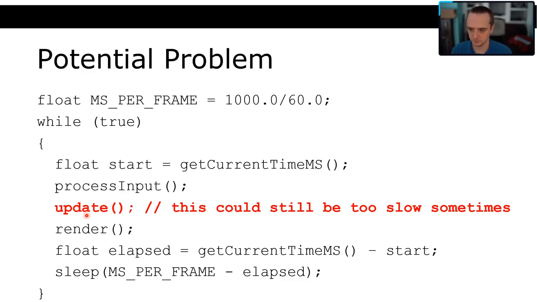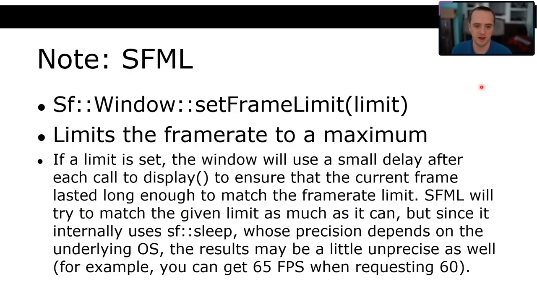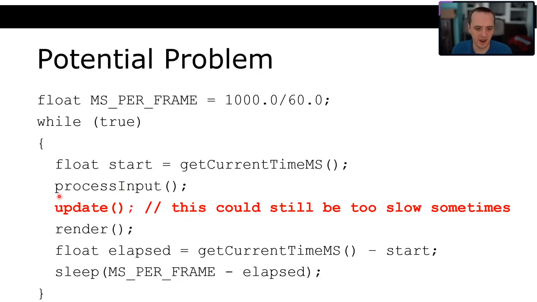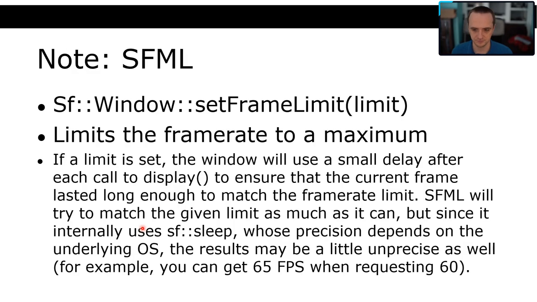So, just going to read this about what SFML actually does. The SF window function setFramerateLimit limits the frame rate to a maximum. So here is what's actually printed in the API. If a limit is set, the window will use a small delay after each call to display to ensure that the current frame lasted long enough to match the frame rate limit. SFML will try to match the given limit as much as it can, but since it internally uses sf::sleep, whose precision depends on the underlying operating system, the results may be a little imprecise as well. So for example, you may be getting 65 frames per second when requesting 60 frames per second, and so it depends on how accurate your system clock is and how accurate this sleep setting is, right? But in theory, not in practice, but in theory, this should set an exact maximum of 60 frames per second. Okay.